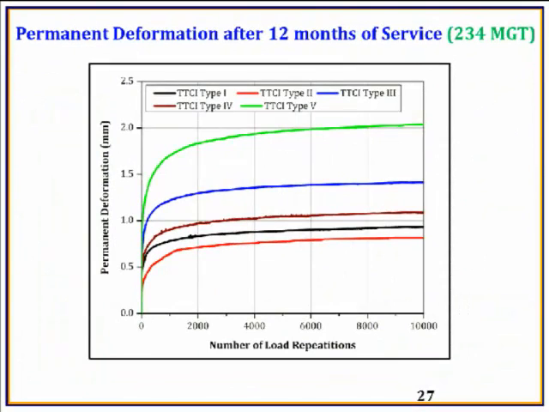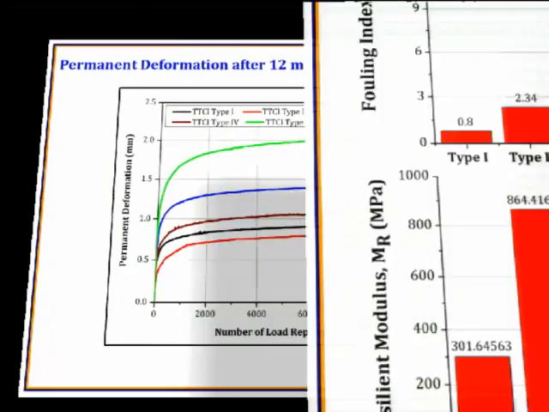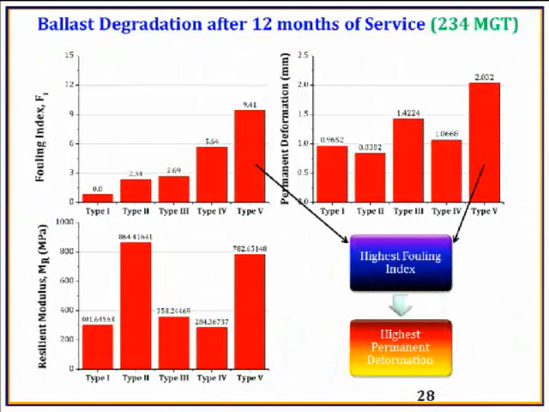Here, as you can see, among those 5 gradations, type 5 had the highest amount of fouling index. That's why type 5 had the highest permanent deformation, followed by type 3, then type 4, then type 1, and type 2 had the lowest permanent deformation. But right after 6 months, here is the correlation between the fouling index and the permanent deformation.